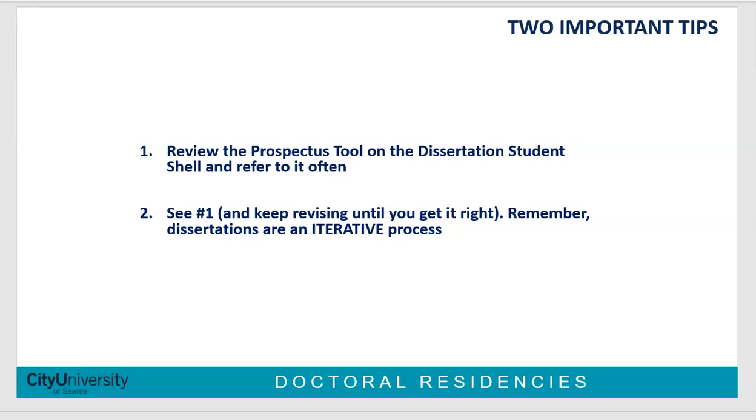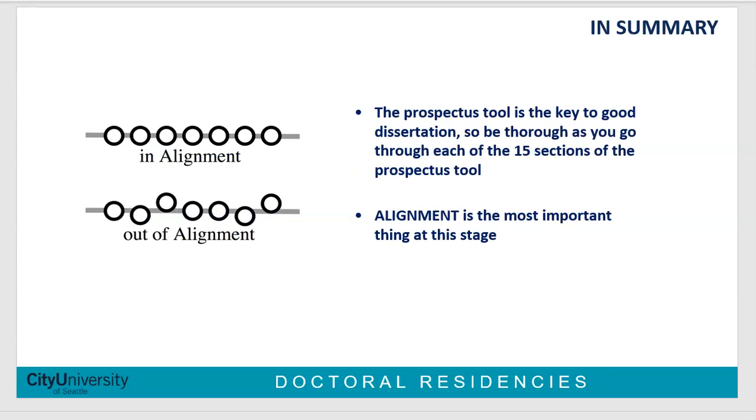Final tips here. Review the Prospectus tool on the dissertation student shell. It's also in your dissertation handbook, so refer to it often. Tip number 2, see tip number 1, and keep revising your prospectus until you get it right. That's what you do in the first 10 weeks. You're going to be working on this prospectus. You have your ideas. You're going to go back and forth with your chair to make sure that everything is aligned and that the basic framework or skeleton of your dissertation is correct, so you can go on to RESR 694B.